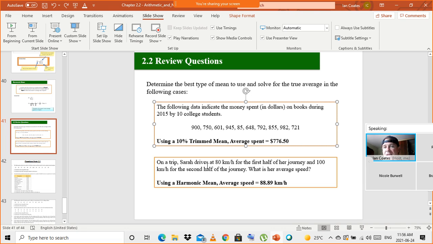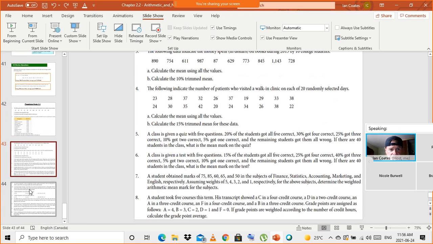Okay. You have a look here on a trip. Sarah drives 80 kilometers for the first half of the journey and 100 kilometers for the second half of the journey. What is her average speed? Using the harmonic mean. But you don't really have to use the harmonic mean. You can use the common sense method, or you can even use the weighted mean. So however y'all want to do it, as long as it gets done. Okay. And then we've got our questions here. Okay. And you guys have the answers.